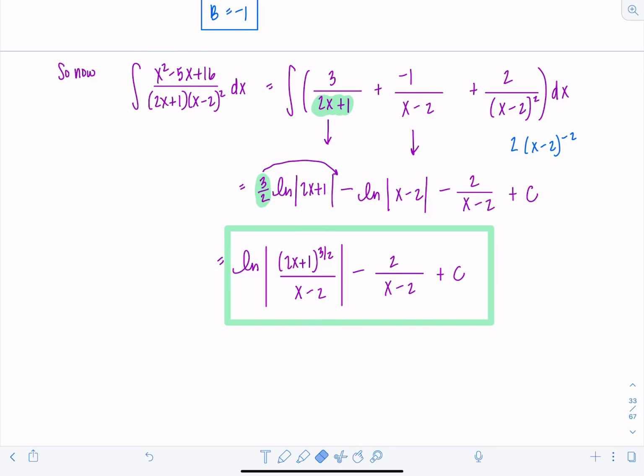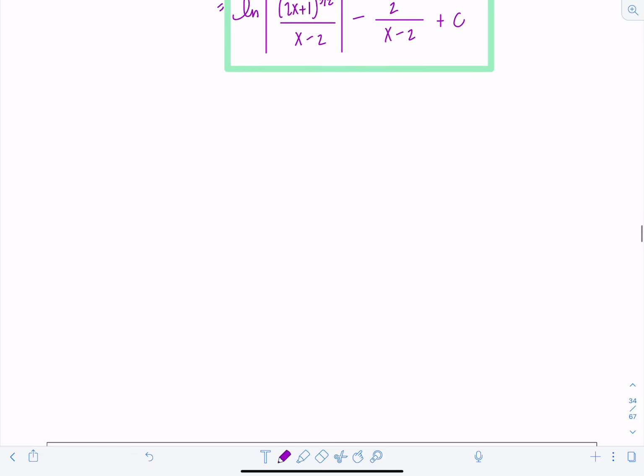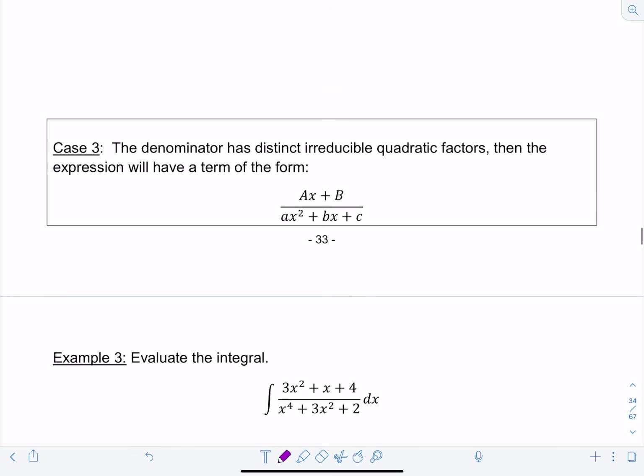Okay, so that's case 2 for a repeated linear factor. If the process of partial fraction decomposition is kind of overwhelming to you, then stop this video right now, go watch the partial fraction decomposition video for pre-calc, and make sure you have that under control. Here we go, case 3. There's only 4 cases, so don't fret.